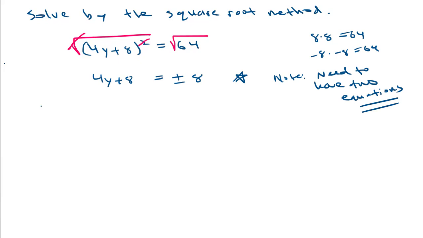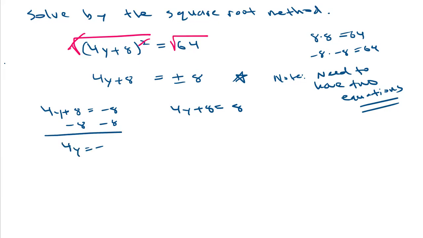So I'm going to have 4y plus 8 equals negative 8, and then 4y plus 8 equals positive 8. Again, I need to have two equations, and then we just solve. We have minus 8 minus 8. That gives us 4y equals negative 16. Divide both sides by 4, and that leaves us with y equals negative 4.